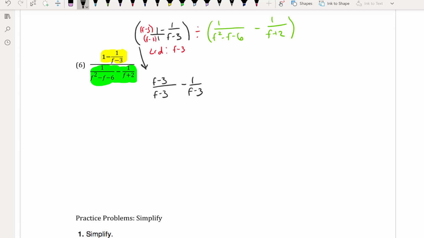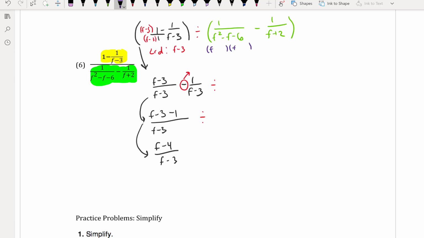So now if I combine like terms, f minus 3 minus 1, because I distribute that 1, so I'm combining the numerator, and my denominator, I still have an f minus 3. But minus 3 and minus 1 gives me a minus 4. Okay, so I still have my division. And looking at this fraction, it looks like I am going to go ahead and factor. So if I want to multiply to 6, that would be 3 and 2. Negative 1 in the middle, that means negative 3 and positive 2.